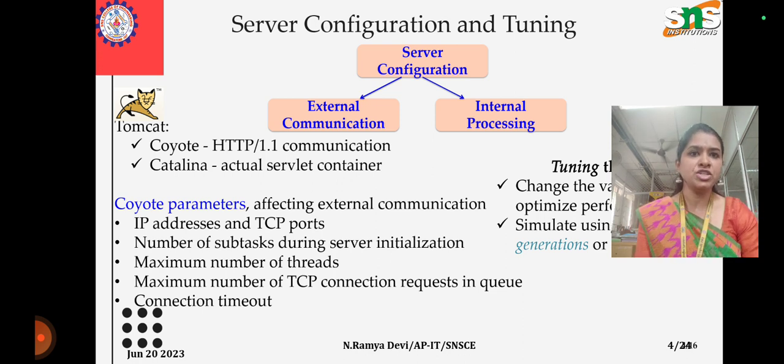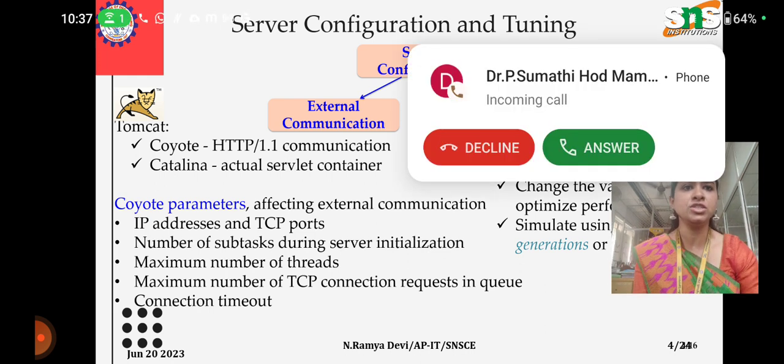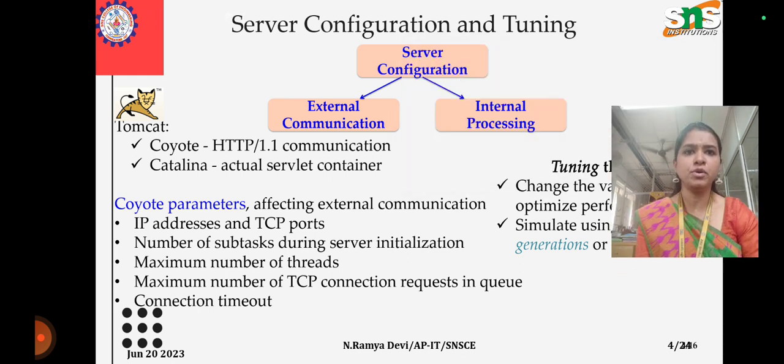So this is the server configuration and tuning. Server configuration is divided into two things: one is the external communication, the other one is the internal processing. For external communication, let us take Tomcat as an example, which has a Coyote HTTP 1.1 connector, and then Catalina, the actual servlet container. Coyote parameters affecting external communication are IP addresses and TCP ports, number of subtasks during server initialization, maximum number of threads, maximum number of TCP connection requests in queue, and connection timeout.